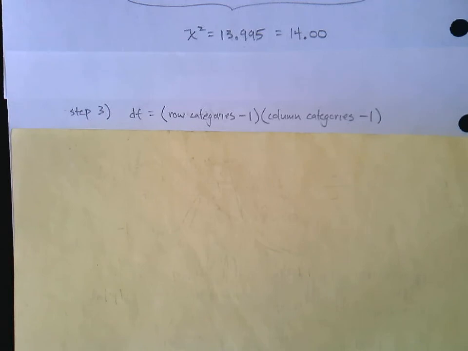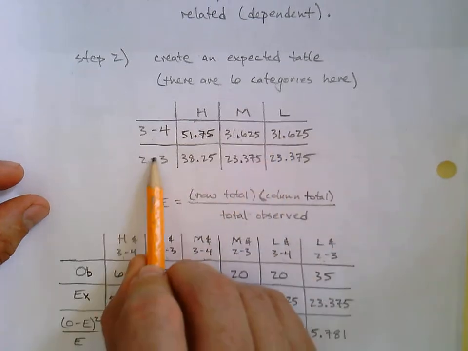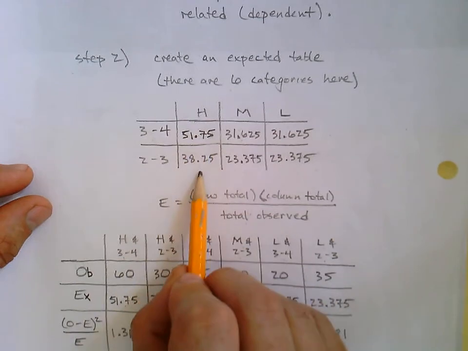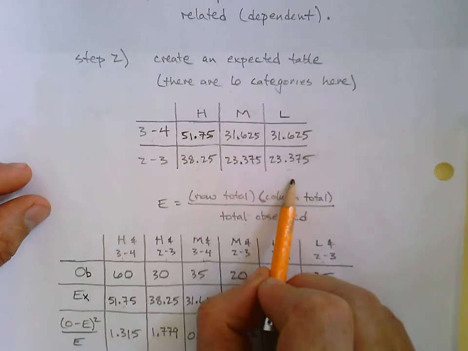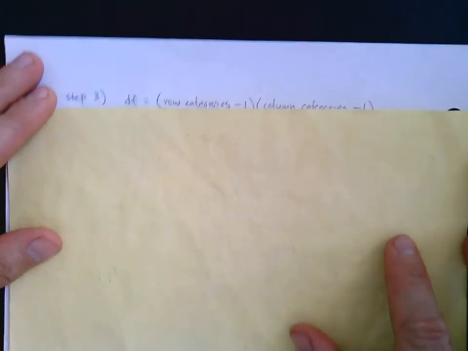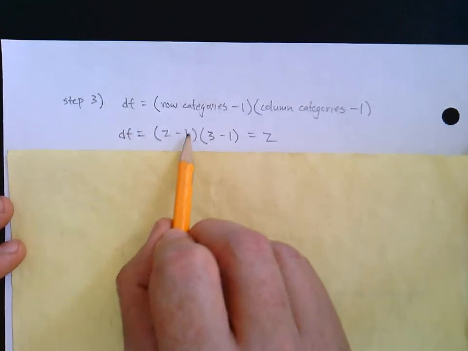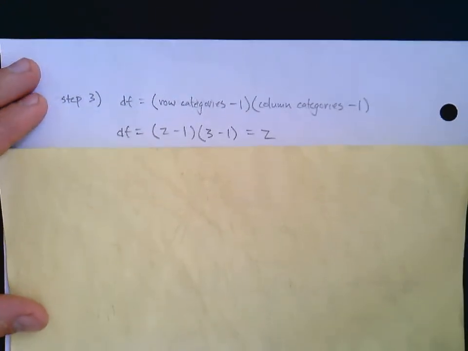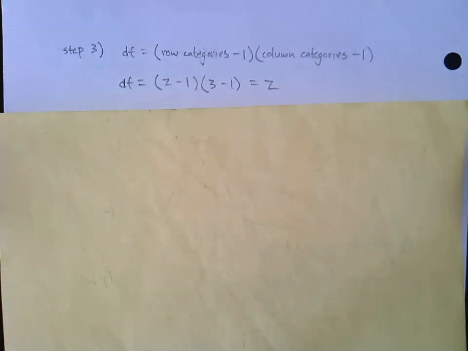If you look back at that original contingency table, the totals don't count, right? There are 2 rows. How many column categories are there? High anxiety, medium anxiety, low anxiety. 2 row categories, 3 column categories. So there we go. 2 minus 1 times 3 minus 1. Well, that's 1 times 2. So our degrees of freedom is 2, which is a really small number of degrees of freedom, but yep, that's how it's calculated.